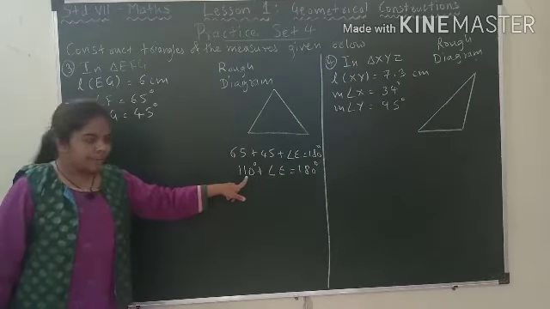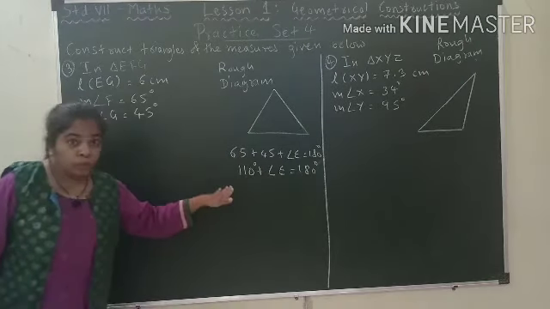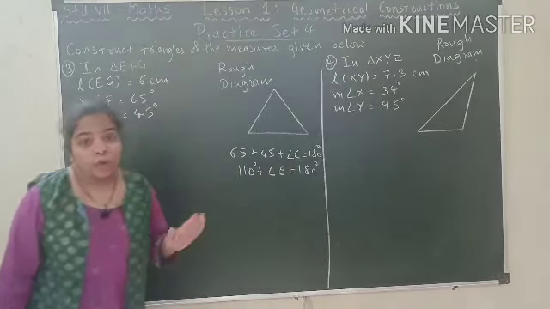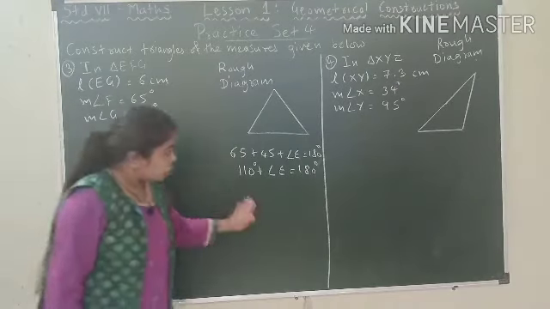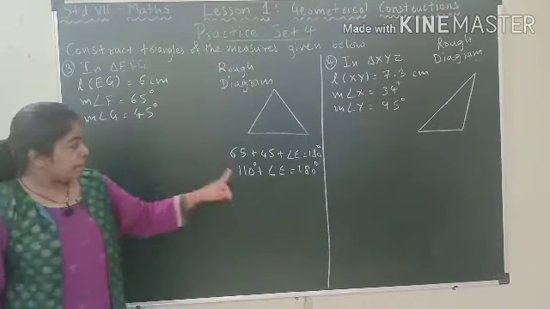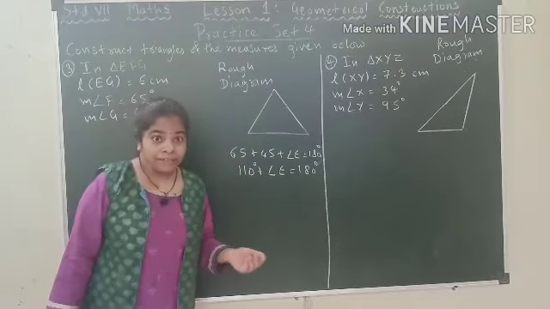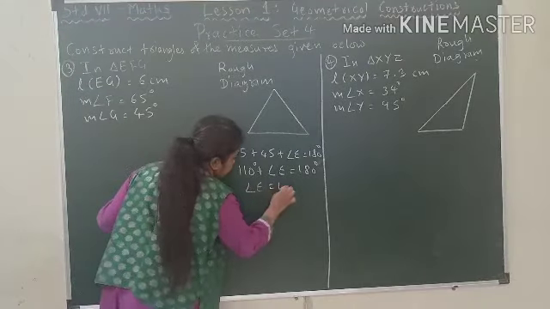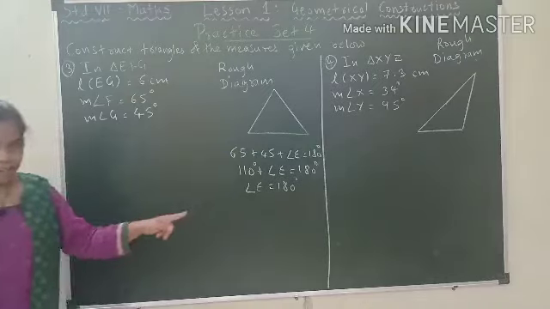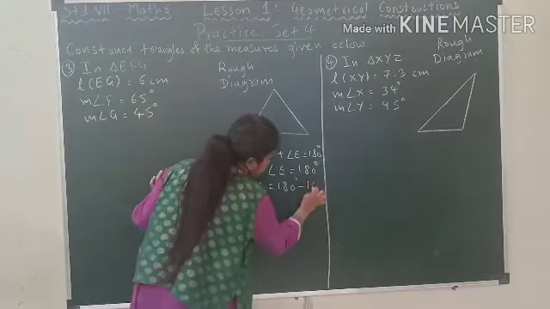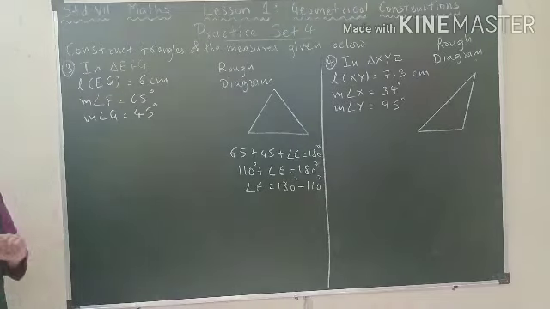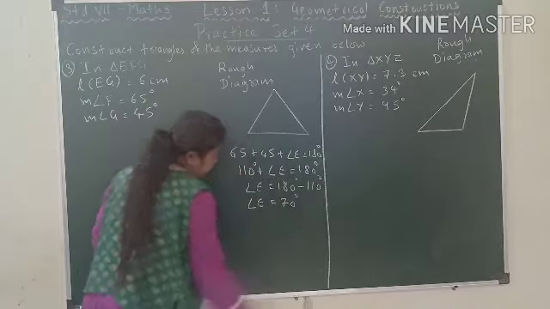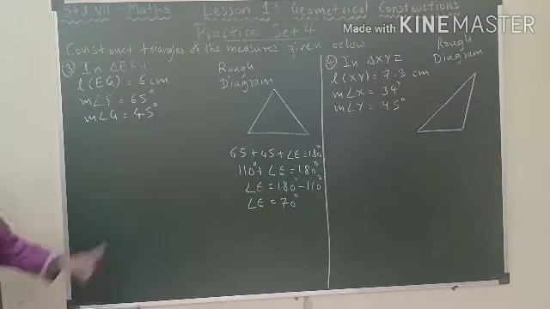Now we'll shift 110. It is added, and when we move anything from one side of the equal sign to the other side, it is going to take the opposite sign. It will go and sit after 180, but it is plus, opposite of plus is minus, so it will become minus. Angle E is equal to 180 minus 110. That's a rule we have seen last year also. Angle E is equal to 70 degree.